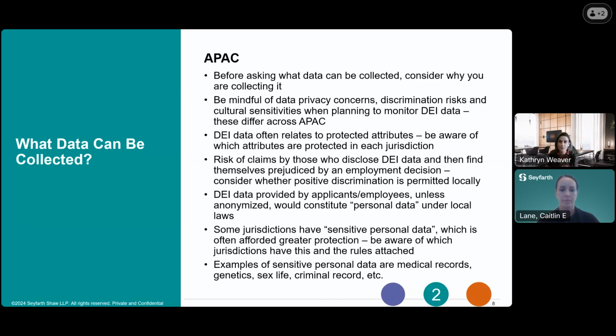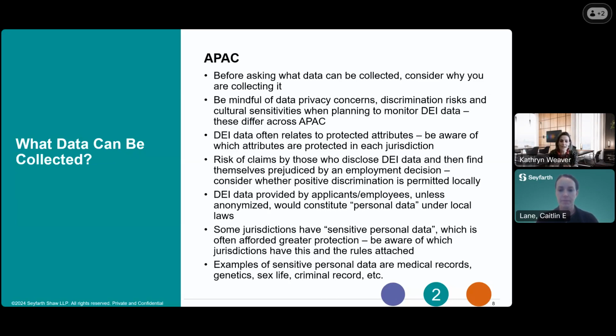By way of example, the only countries or jurisdictions in Asia Pacific that recognise same-sex marriage currently are Australia, New Zealand, and Taiwan, with Thailand hot on its heels, hopefully. That should be coming in hopefully soon. And then Singapore, for example, only recently in 2022 legalized gay sex.